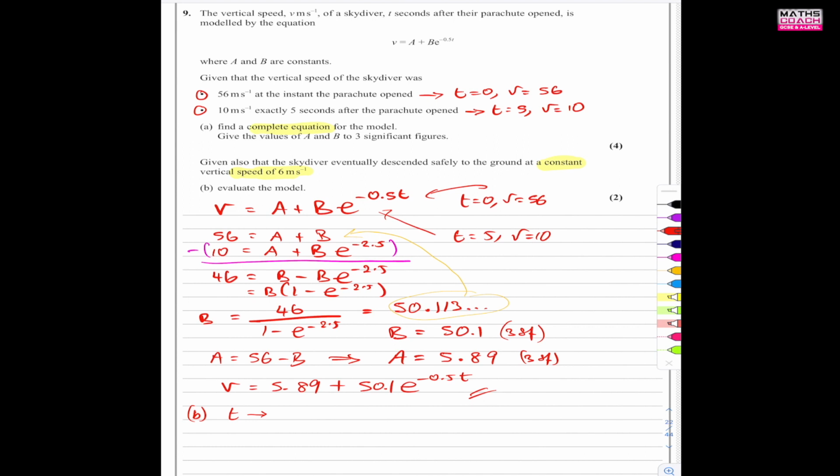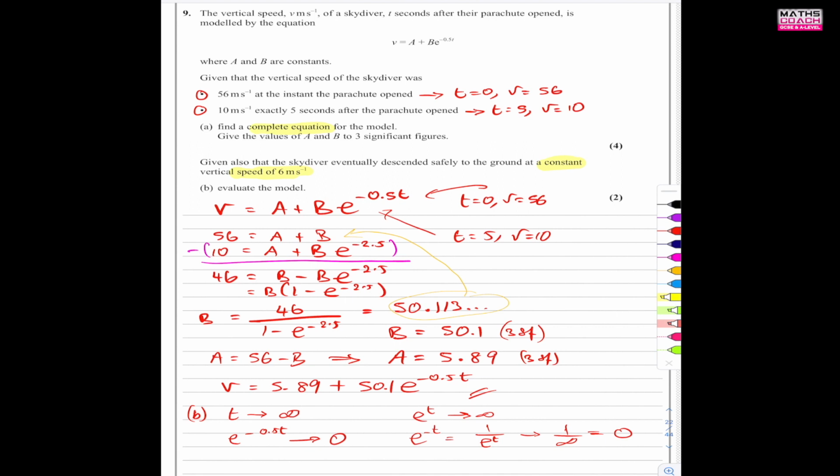So as the skydiver is descending, when t becomes infinitely large, let's say, we know that e to the power of minus 0.5t will essentially become 0. To see why, e to the power of t goes to infinity. E to the power of minus t is the same as 1 over e to the power of t, which becomes 1 over infinity, and anything divided by infinity is going to reach 0. So e to the power of negative 0.5t becomes 0.